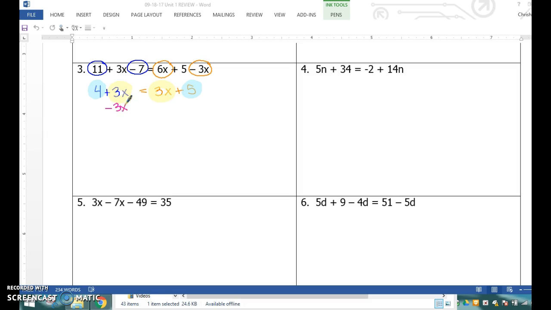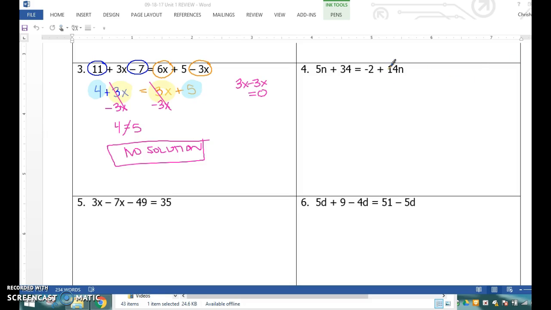So I'll subtract 3x because I'm doing the opposite of adding. And what happens here is that 3x minus 3x is actually 0. And 3x minus 3x again is 0. I'm left with 4 equals 5, which it doesn't. And this would make our answer no solution. Our variables completely went away. 3x minus 3x is 0x. Completely gone.